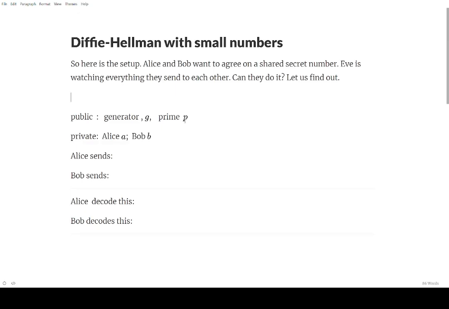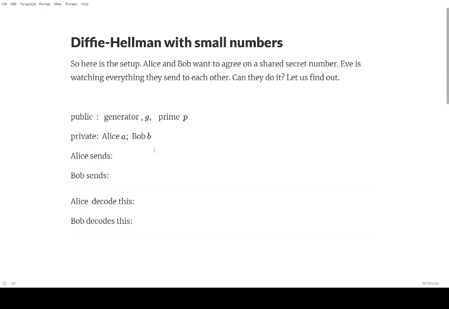On the other hand, Alice and Bob each have his or her own number, which is secure. Alice's will be called A, and Bob's will be called B. I think you can catch on to the naming convention here. Okay, so we've got a generator G, a prime P, Alice's private number A, and Bob's private number B. Everybody can see G and P. Alice can see A, but she can't see B. Bob can see B, but he can't see A. Eve can't see either A or B.